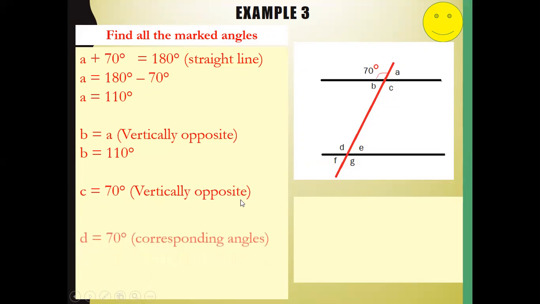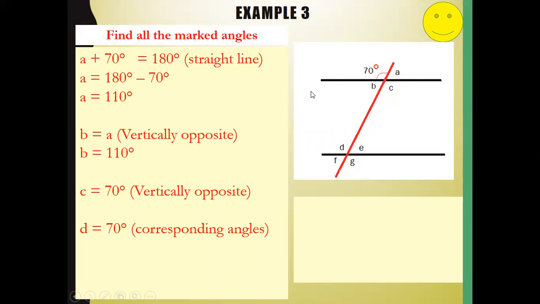Then we can come down to D. Now, D is on the left side of the transversal. This transversal is in red. It's on the left side of the transversal and it's above this line. So it's corresponding to 70 degrees, which is also on the left and also above this line. So D is 70 degrees.